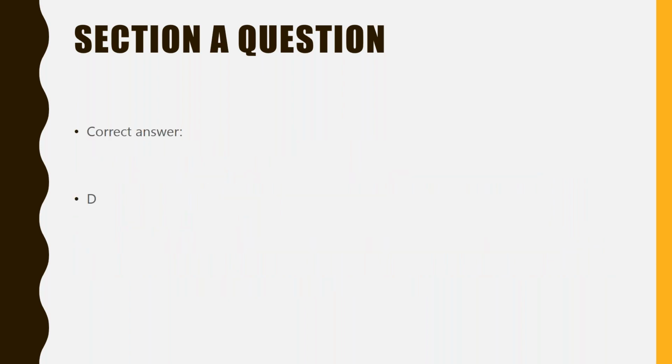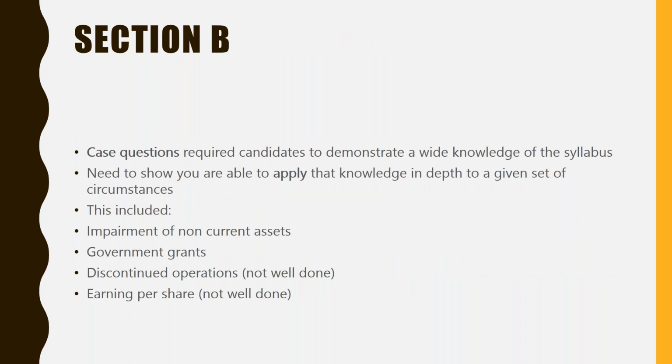So that is an example of what you can expect in section A. Very detailed, have to know the breadth of the syllabus. Those 2 questions were on consolidation. Now, as I spoke before, section B, this deals with case questions, right? This is where you're required to demonstrate a wide knowledge of the syllabus. So what are you supposed to do here? You need to show you're able to apply that knowledge in depth to a given set of circumstances.